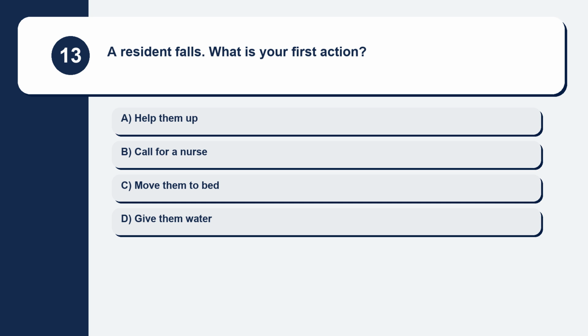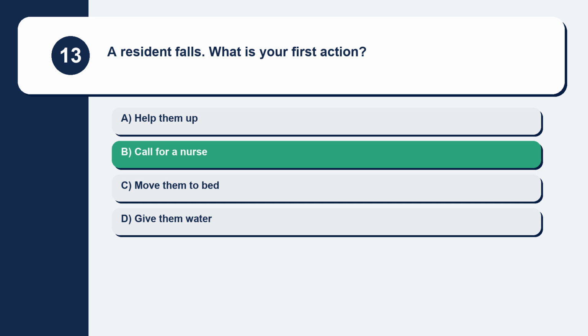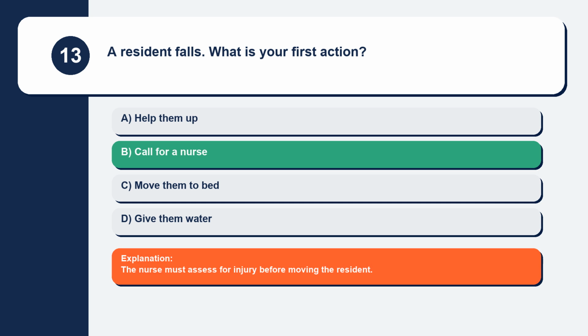Question 13. A resident falls. What is your first action? Help them up, call for a nurse, move them to bed, give them water. The nurse must assess for injury before moving the resident.